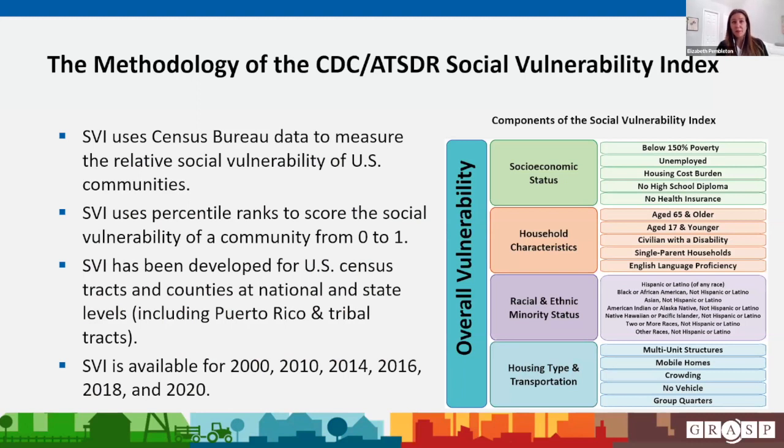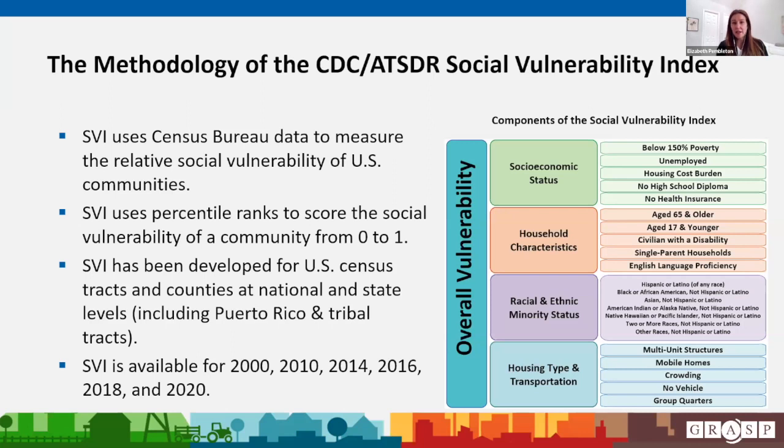Currently, the Social Vulnerability Index includes data on 16 sociodemographic variables, as we can see on the right side of the slide here. We also group the 16 variables into 4 major themes, which cover 4 areas of social vulnerability, including vulnerability based on socioeconomic status, household characteristics, racial and ethnic minority status, and housing type and transportation. And then we combine the 16 variables, or the 4 themes, into one measure of overall social vulnerability.